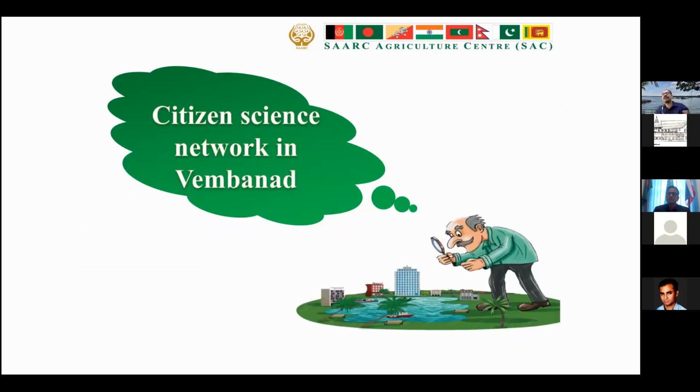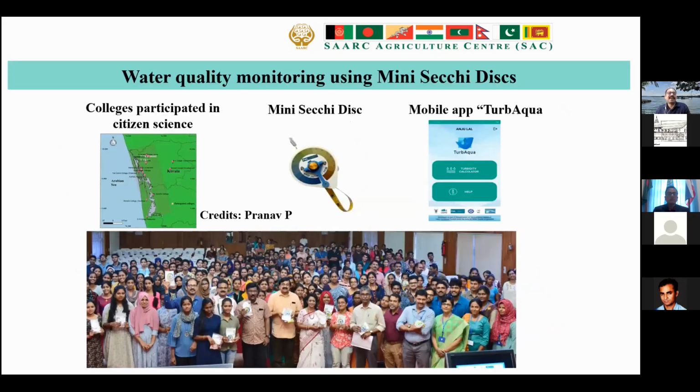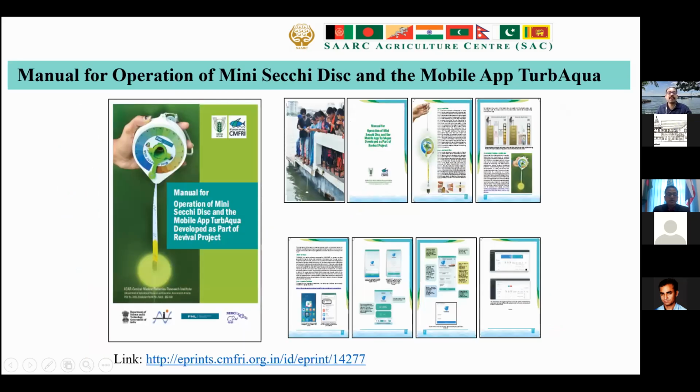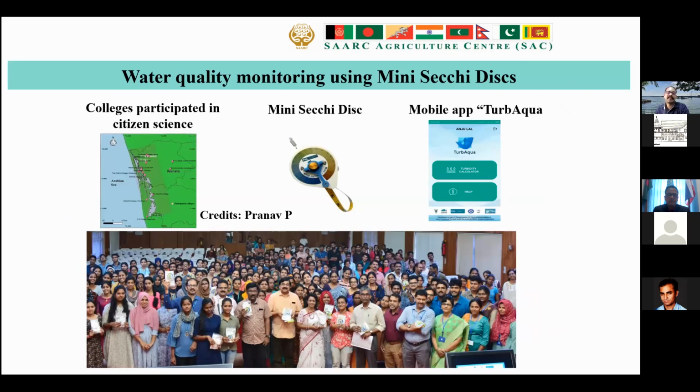Now, how did we establish citizen scientists to measure the water quality? That will be explained in this part of the presentation. For a citizen science activity to happen, I told first we should have a handy instrument which can be used by the citizen scientist. So the instrument in this case, hello, am I with you? Yes. So we have this equipment called the Secchi disk. People who are working in water quality related measurements are familiar with the Secchi disk.